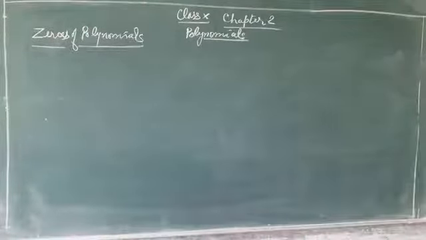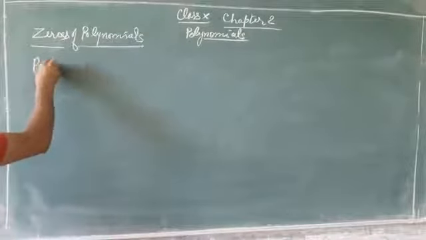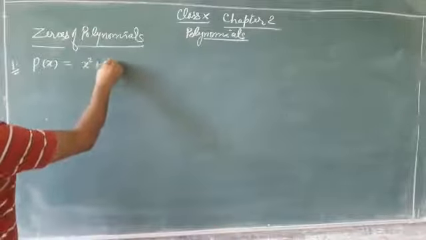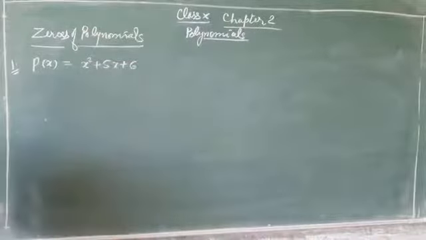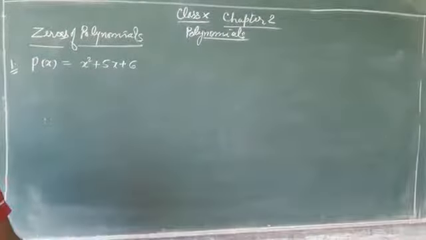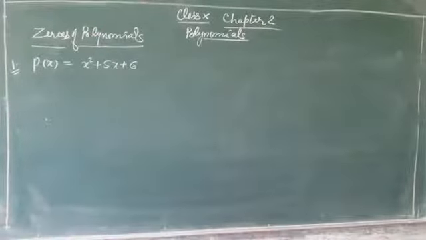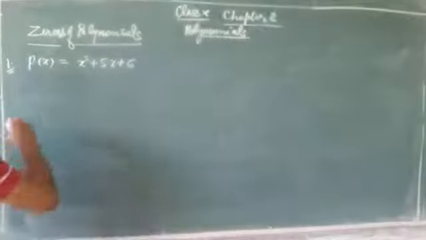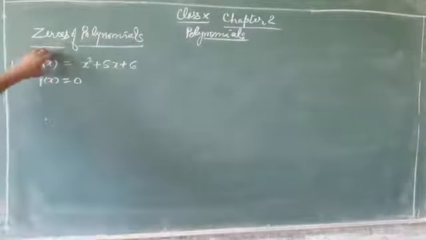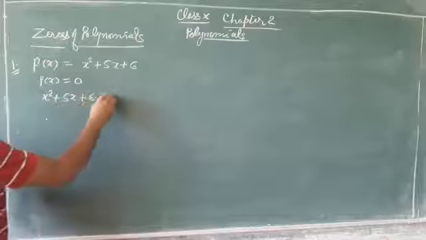The next example is p of x is equal to x square plus 5x plus 6. Now we have to find the zeros of this polynomial. So we solve it by the second method, that is the direct method. So p of x is equal to 0. We put p of x is equal to 0, which means x square plus 5x plus 6 is equal to 0.